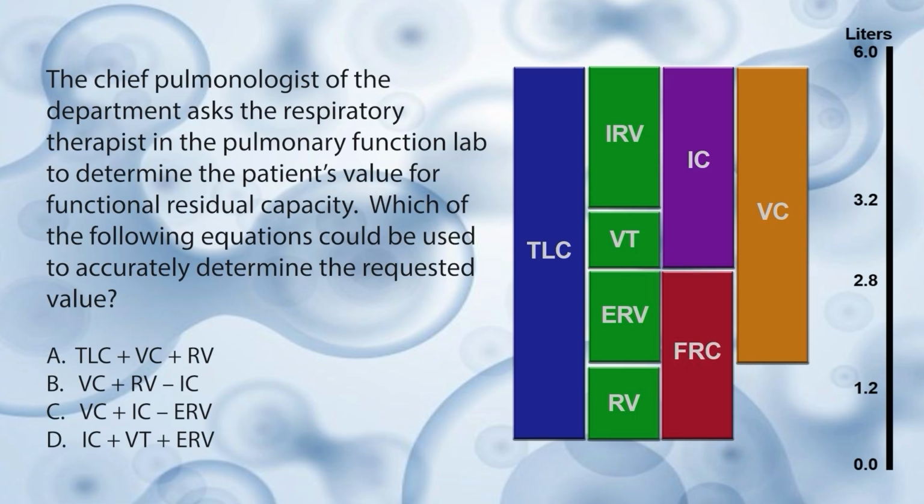The chief pulmonologist of the department asked the respiratory therapist in the pulmonary function lab to determine the patient's value for functional residual capacity. Which of the following equations could be used to accurately determine the requested value? And then, of course, we have some equations: ERV plus VC plus RV, and then we have VC plus RV minus IC, etc. So we have some equations there. There we have it, 4 little cute formulas.